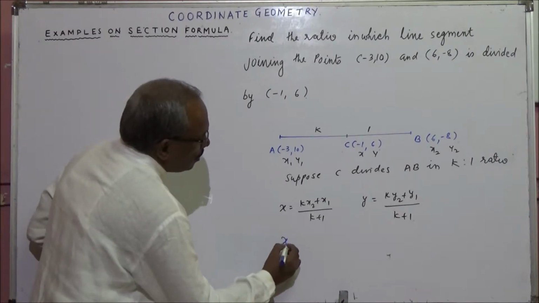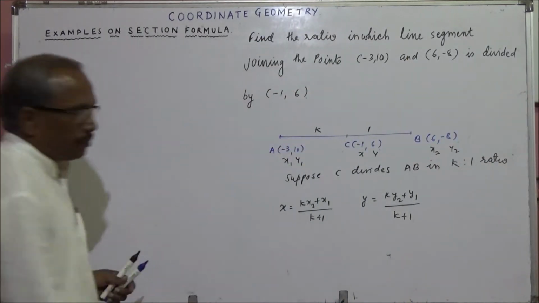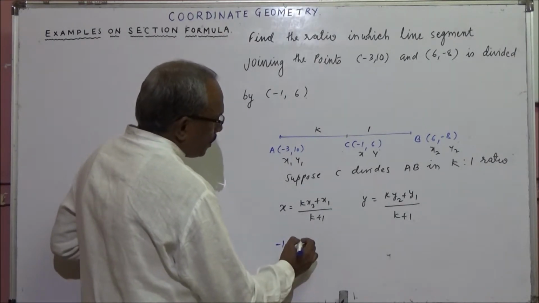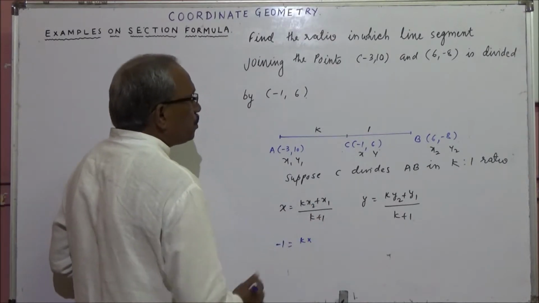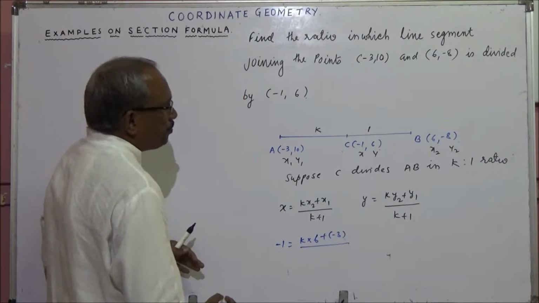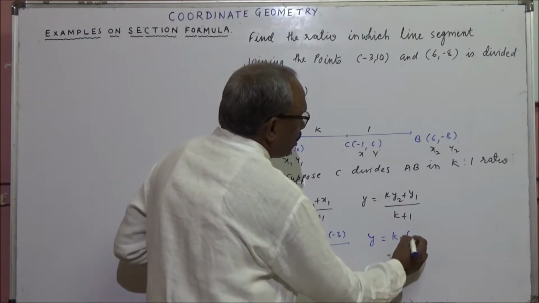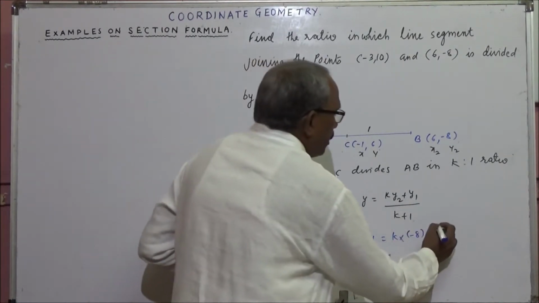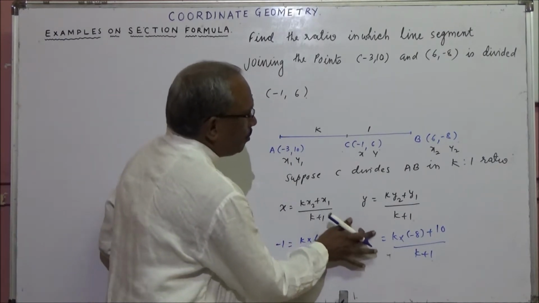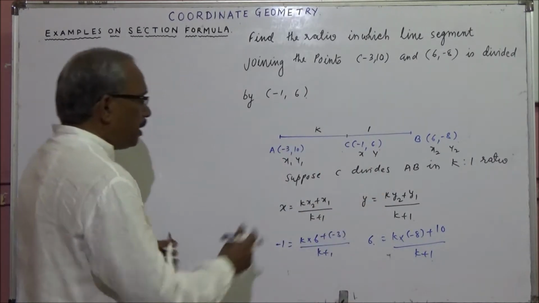So let us solve here. We know x, so what is x here? -1 is equal to k into, what is x2? x2 is equal to 6, plus x1 means -3, upon k plus 1. Y is equal to k into y2 means -8 plus 10 upon k plus 1. तो ये दोनों में से, we know y is 6. So either taking this or this, we can calculate the required ratio.